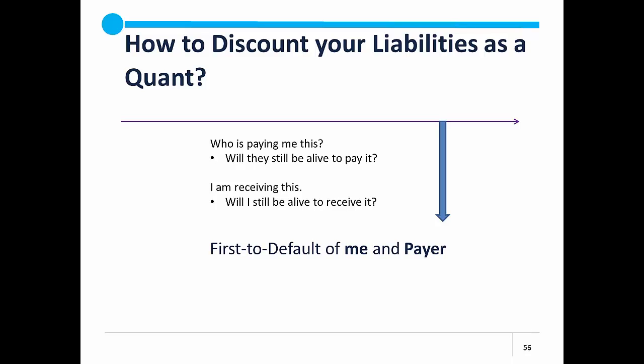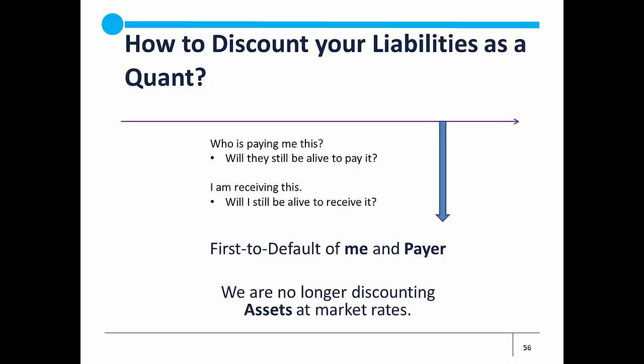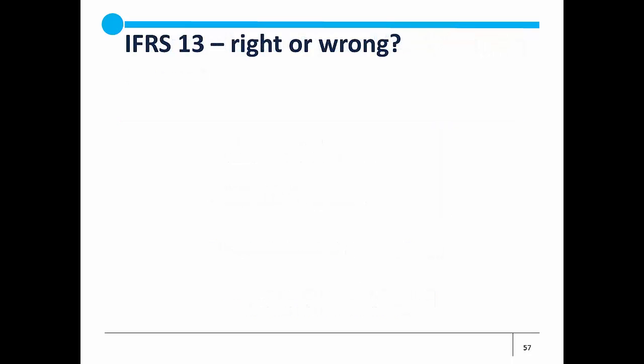So now it turns out that on the asset side, we again have a first to default, and this is a first to default of us and the pair, right? Because if either the pair or we default before this cash flow is paid, well, we will have nothing out of it, either because it won't be paid or because it won't be paid to us. So what this means is we're no longer discounting assets at market rates. We're discounting them at this first to default of us and the pair. So actually our discounting is much more aggressive here than it would be at the market.